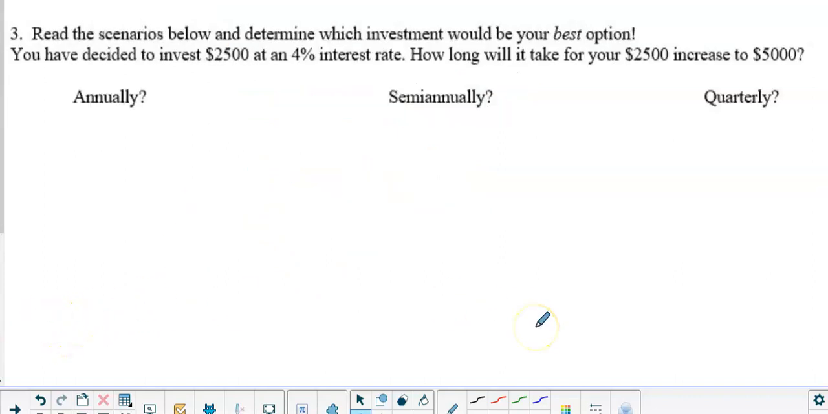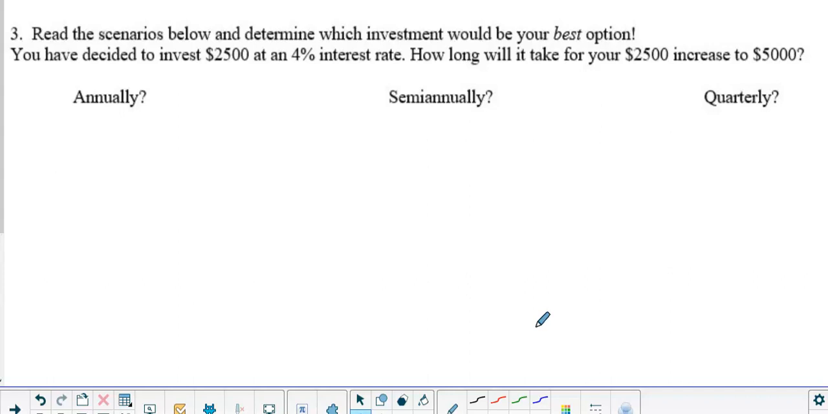All right, so our next problem is kind of a lengthy problem. It has different choices. So let's say that you want to invest $2,500, and there are different banks. Some of them compound annually, semi-annually, quarterly, and you want to just look at all the different options and then find the one that would be best.